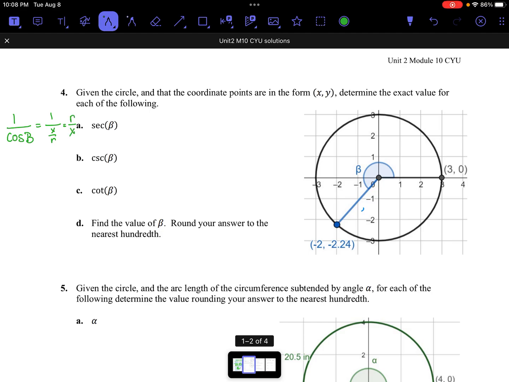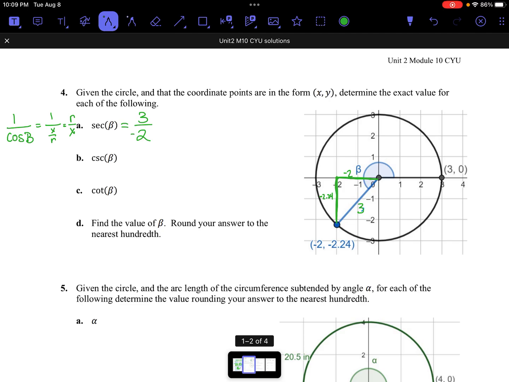And so looking at our circle here, I like to draw in that horizontal and vertical distance and label the pieces. So we're looking at a radius length of 3. Our vertical distance is that negative 2.24, and our horizontal distance would be negative 2. So in this case, we would have 3 over negative 2 as our secant of beta value.